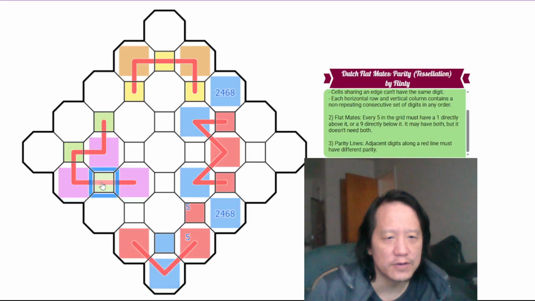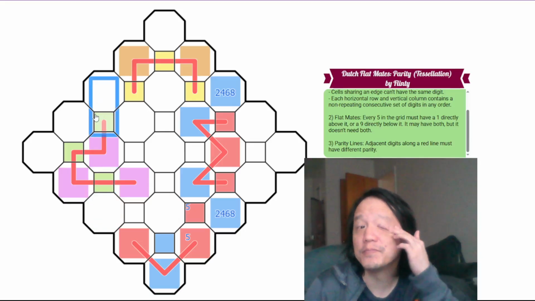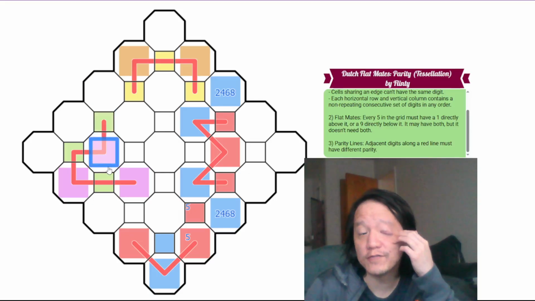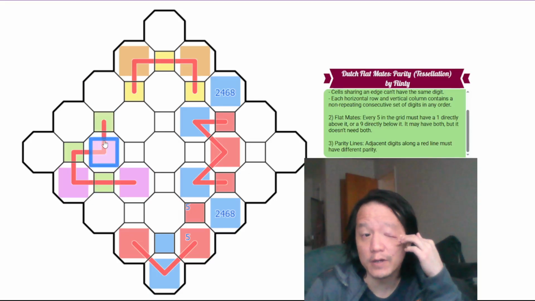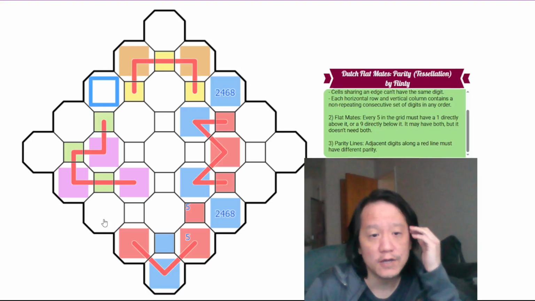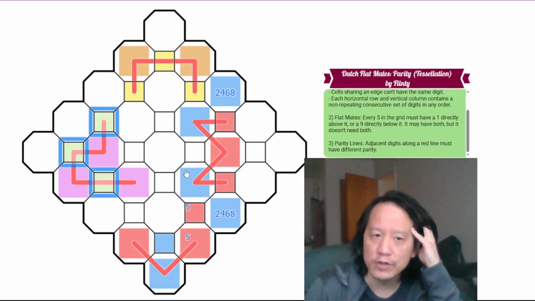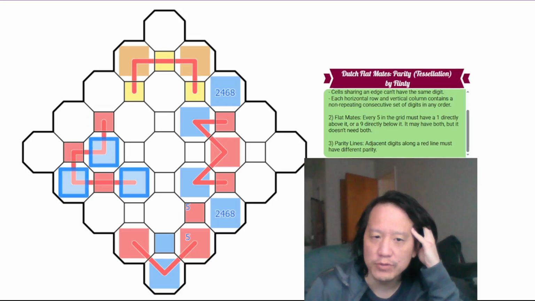So these are even. We need both of these to be the same. Obviously, 5 can't be here. 5 can't be here. 5 could be either here, here, or here. If 5 is here, that's 1. If 5 is here, that's 1. If 5 is here, that's a 9. So either way, green has to be odd, and pink has to be blue.